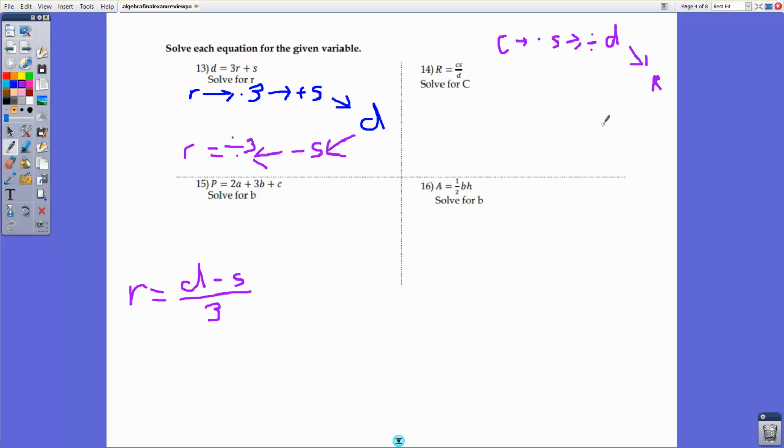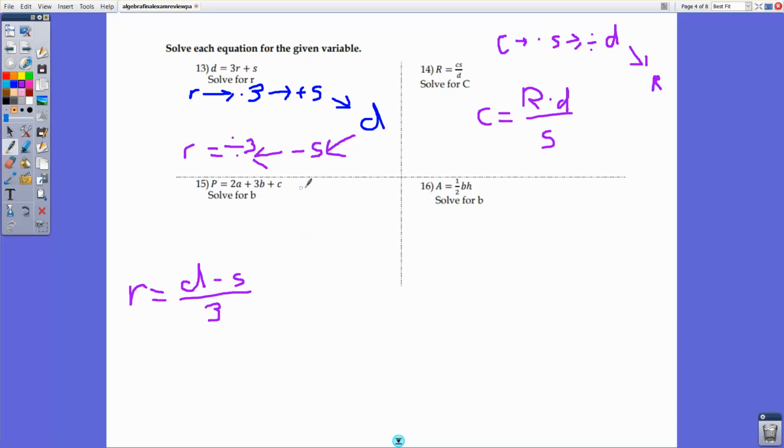So let's see if I can do this the other way, right? If I start with R, what would I do? I would multiply by D, and I would divide by S. So just reversing the steps, right? So C would equal R times D over S. All right?